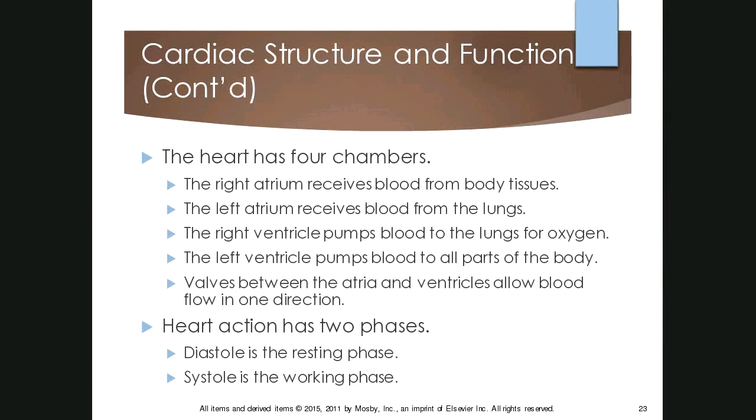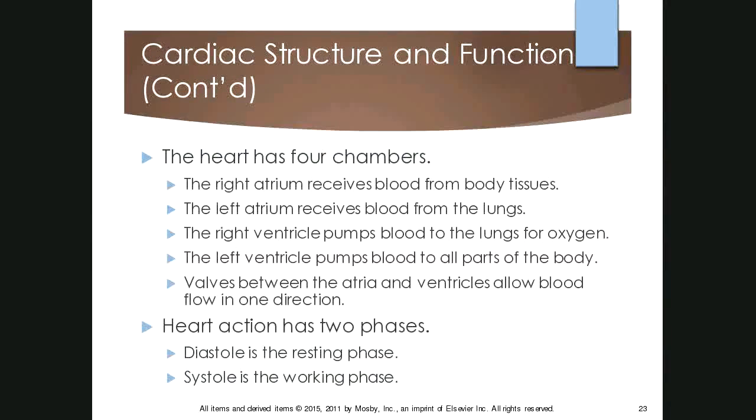The right atrium receives blood from the body tissues, so this is the deoxygenated blood. The left atrium receives blood from the lungs, which is now oxygenated. The right ventricle pumps the blood to the lungs for oxygen. The left ventricle will then take that oxygenated blood from the left atrium and pump it out to the body, to all parts of the body. The valves between the atria and the ventricles allow the blood to flow in one direction. Let's think of valves like doors. The doors open, allow it in and out.